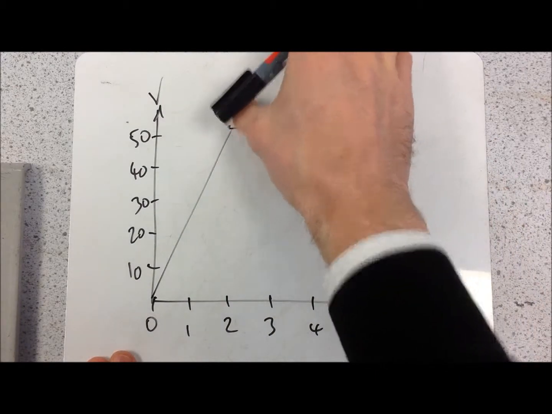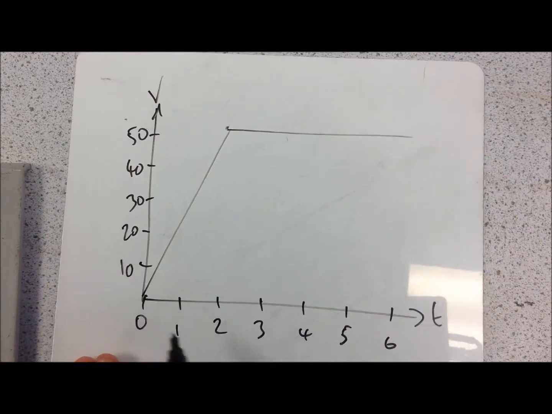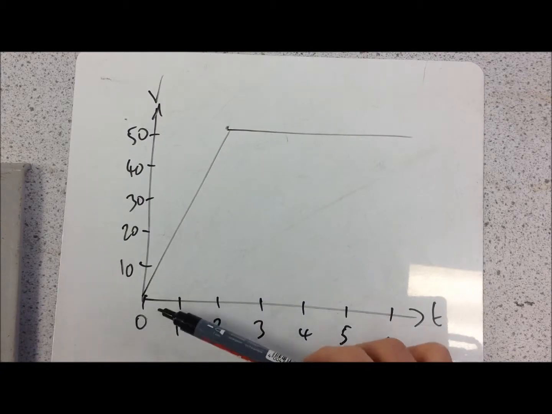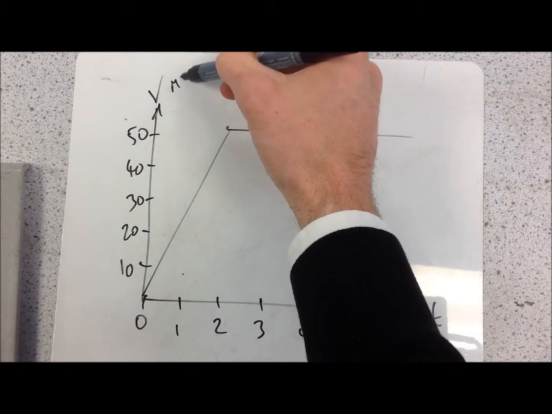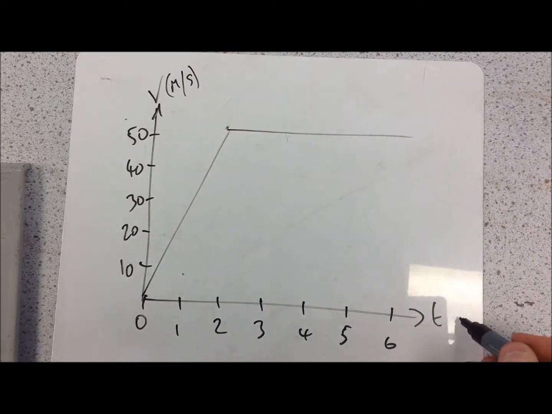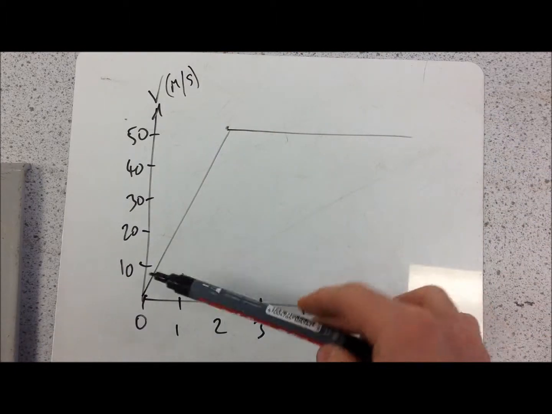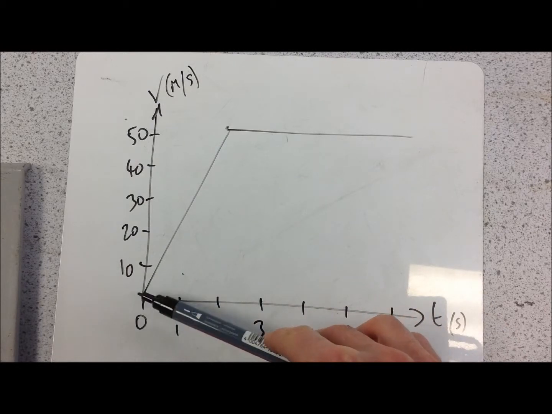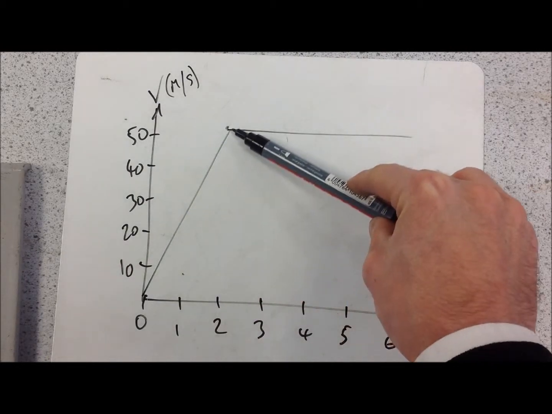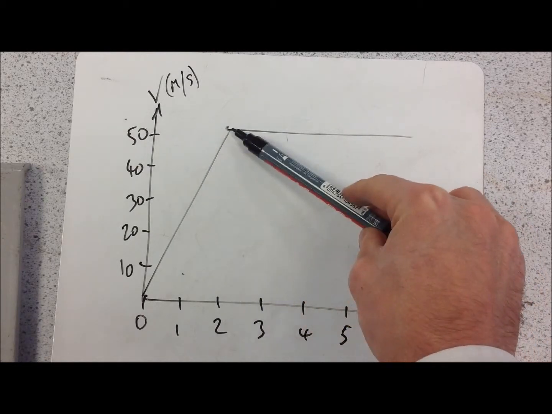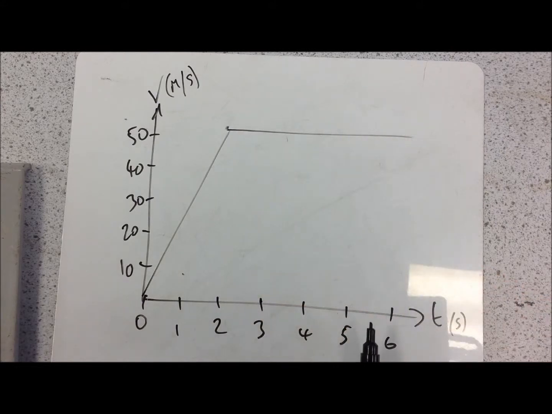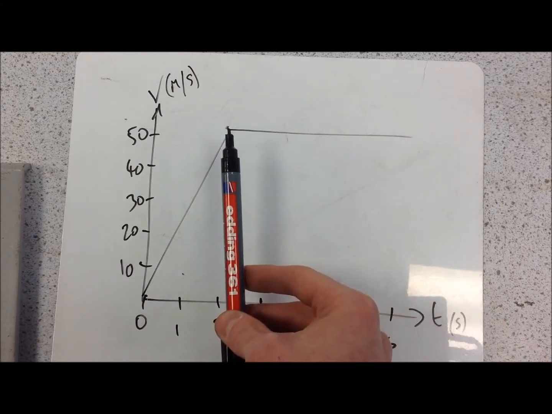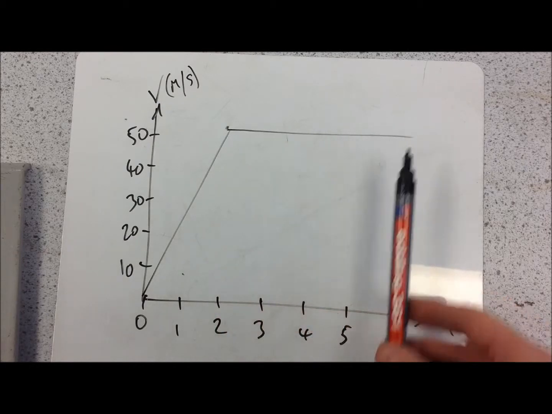So this shows that an object starts stationary, not moving. Then, remember this is a velocity time graph, so this is actually how fast the object is moving. And we could say that's in metres per second, and we could say that's in seconds. So it starts off at 0 metres per second, then accelerates, so that after 2 seconds it's travelling 50 metres per second, and then between 2 seconds and 6 seconds it travels at a constant velocity, which is 50 metres per second all the way across.